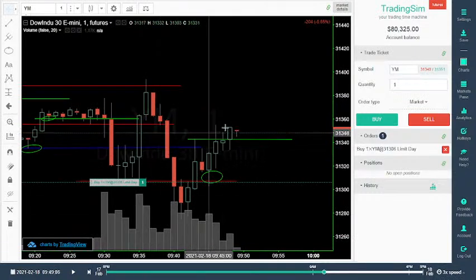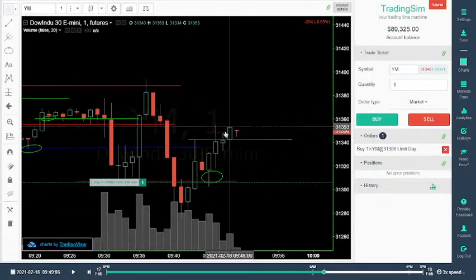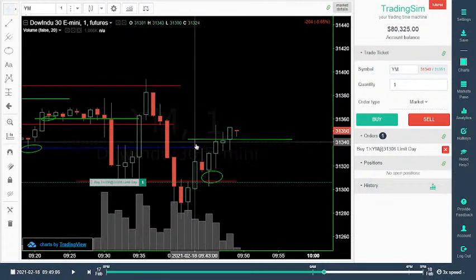All right, cool. So now that we've closed above the previous swing high, we should see that level come back and act as a level of support. So what I'm going to do is put an order right there. Since the high for this candle is 343, I'll put an order at 345.